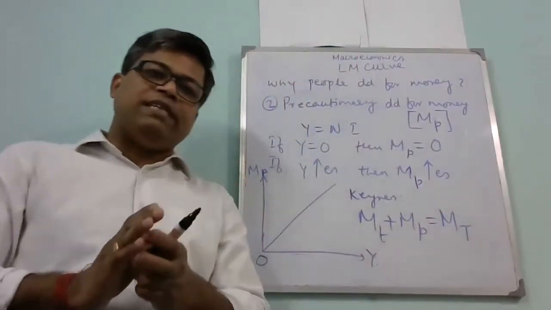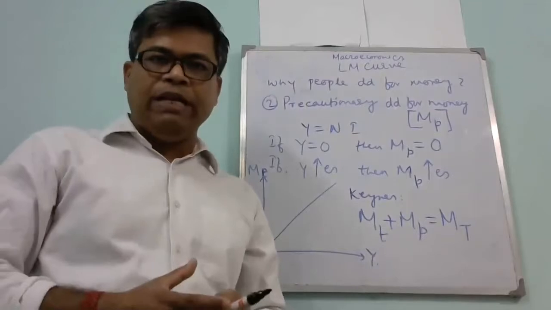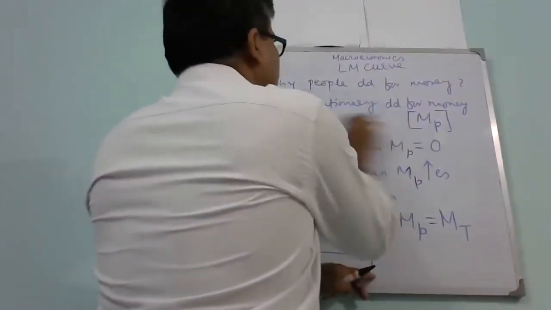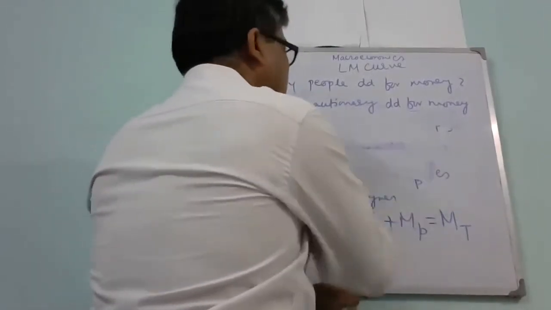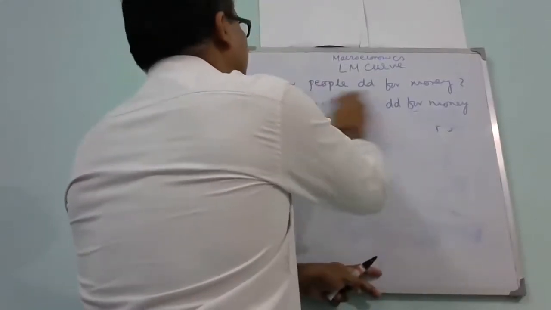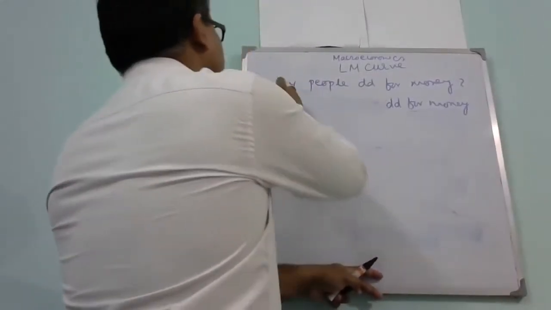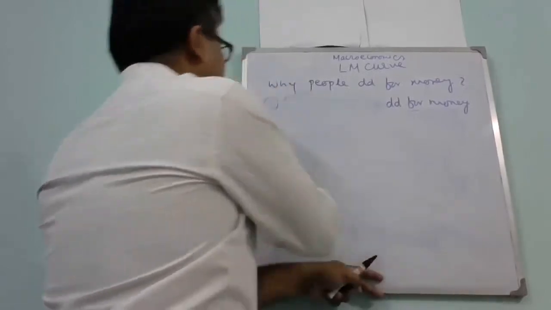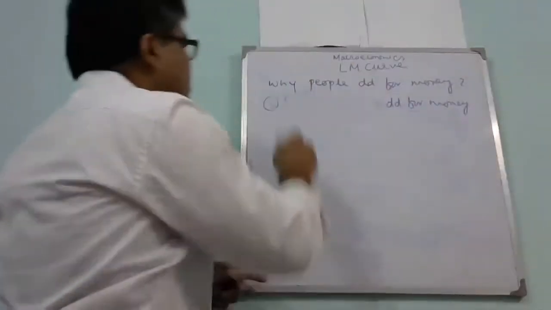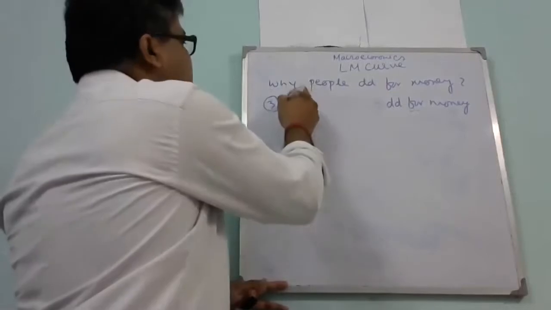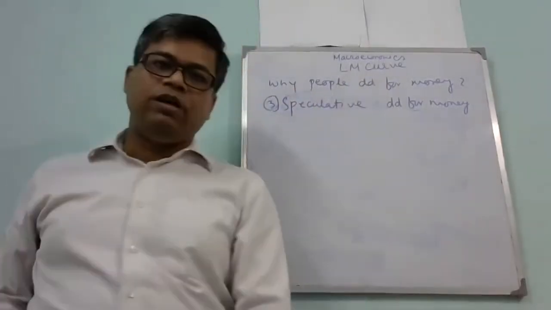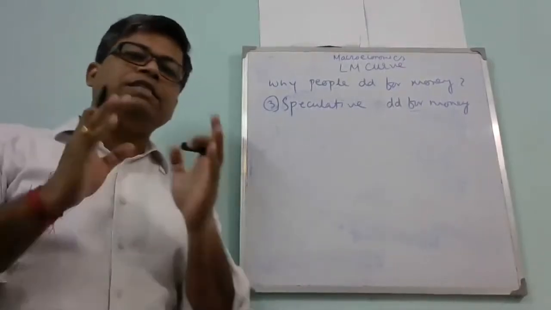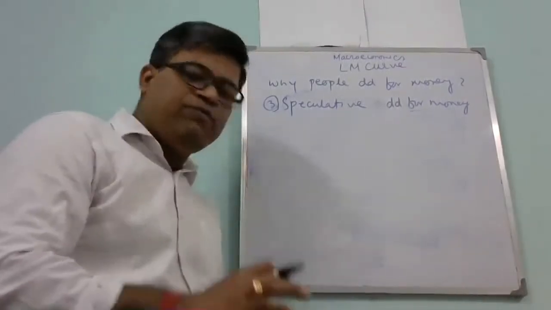Now the third reason why people hold money, or why people are demanding money. The third reason is a very important reason, and a detailed discussion is required. Let's see this third reason why people are demanding money. The third reason is the speculative demand for money. People hold money for the speculation purpose.